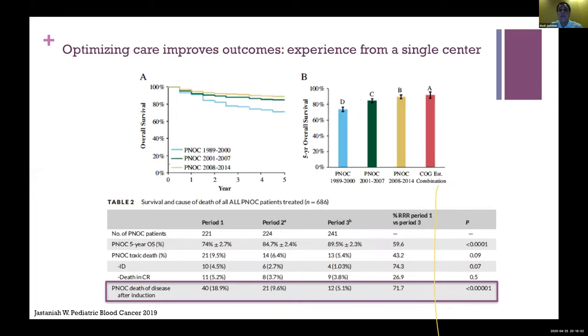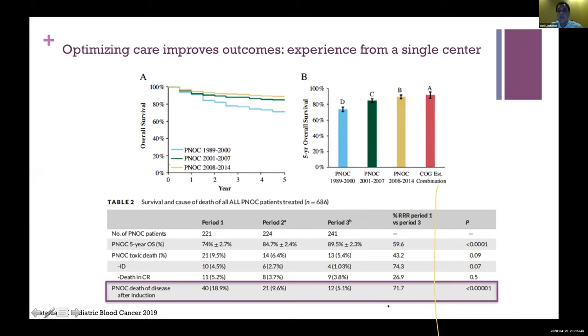And this was associated with a progressive improvement in the overall survival when you look at the overall survival graph here from period one, which was 1989 to 2000, to period three, which was 2008 to 2014. And in the last period, the overall survival approached or reached the level of the estimated overall survivals in the recent Children's Oncology Group studies. And the relative risk reduction of death in period three compared to period one was approximately 60% when comparing these two periods.